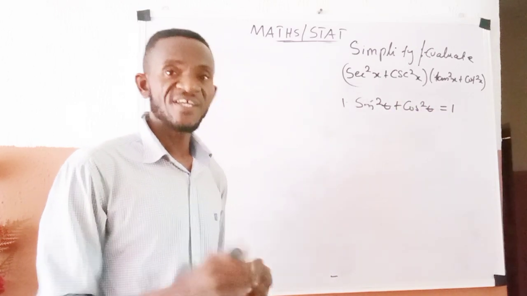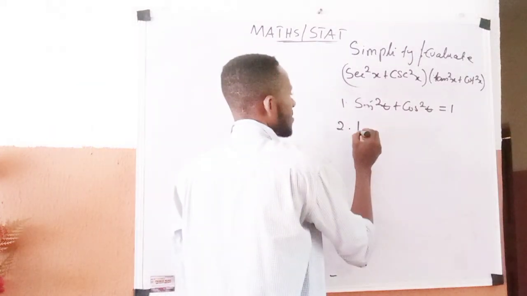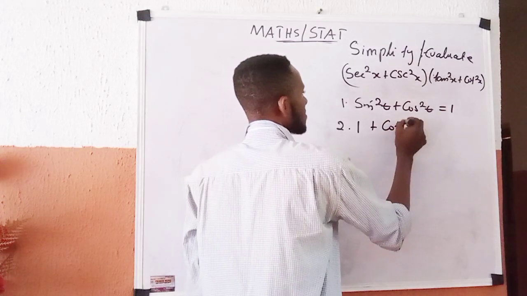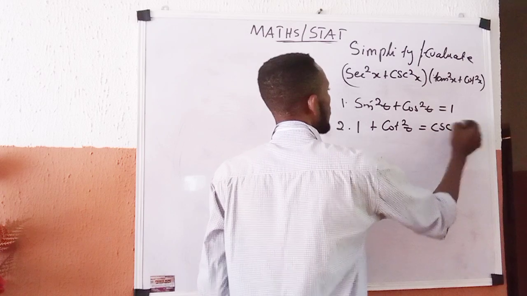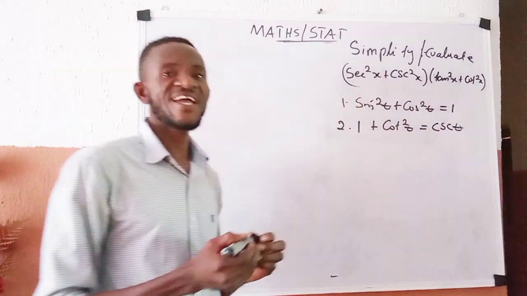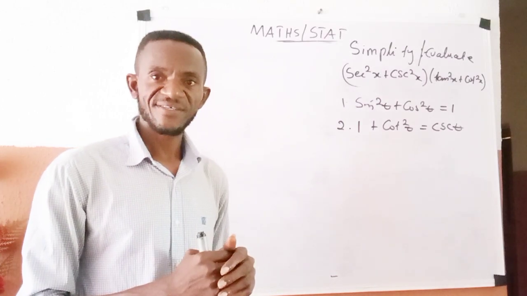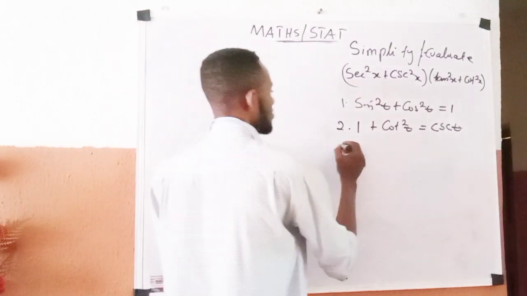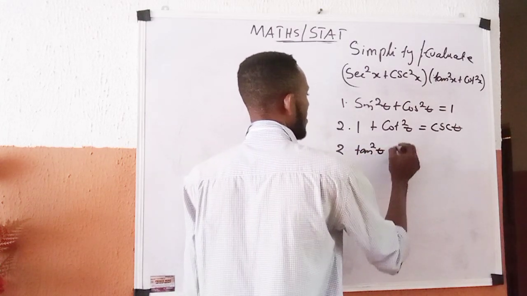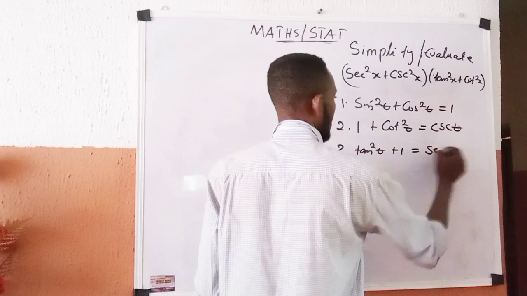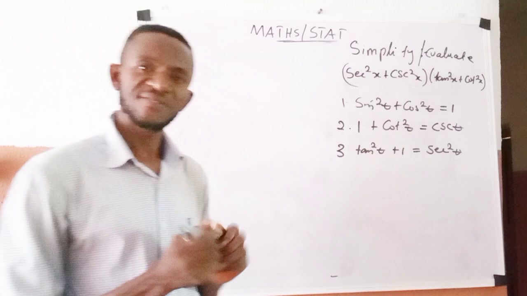1. The second identity says, number 2, that 1 plus cot squared theta equals what? CSC squared theta. This is the second identity, also proven in our first class. Then the third identity, which is number 3, says that tan squared theta plus 1 equals sec squared theta. Our last class equally showed this.